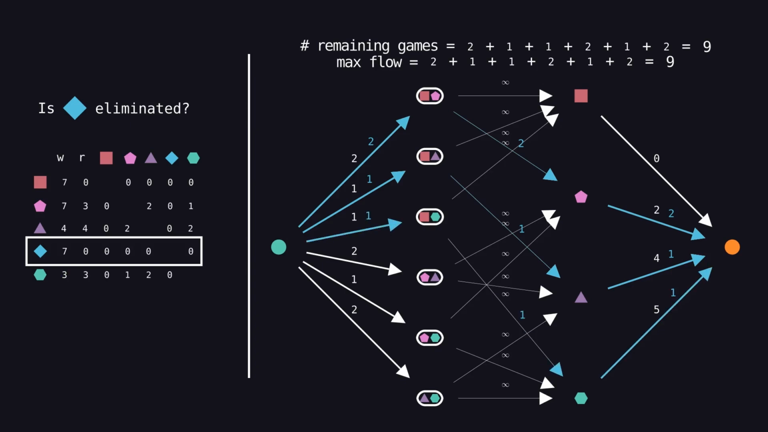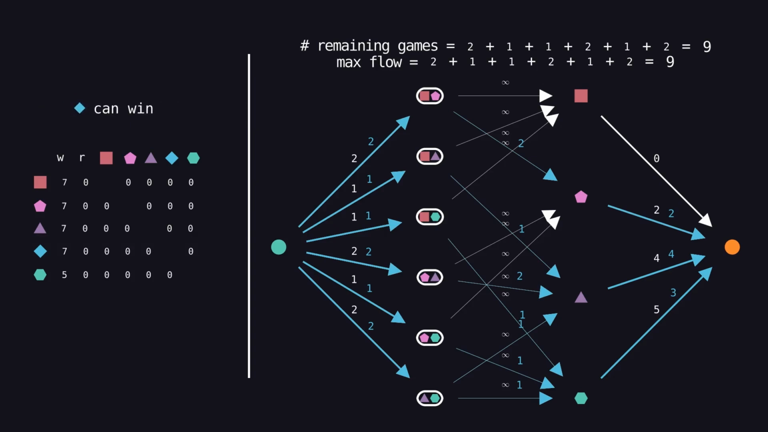For Pentagon and Triangle's 2 games, you can see that Pentagon's wins are at capacity now from winning its games against Square, so we'll let Triangle win both of these. We'll also let Hexagon win its game against Pentagon. Finally, Triangle and Hexagon have 2 games against each other. Neither team is at capacity, so we can let Triangle win 1 game and Hexagon win the other. Looking at the updated scorecard, you see Diamond has the possibility of earning 7 wins and tying for the trophy.